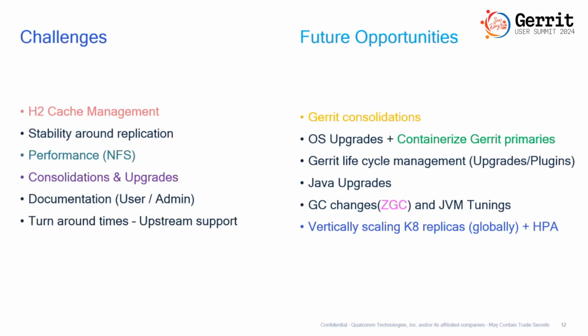For HPA, vertically scaling, as we are growing, the usage is also increasing significantly. So we have to manage them. The replicas globally, with either HPA, horizontal pod autoscaling, or the vertical. That's all I got. Thank you.